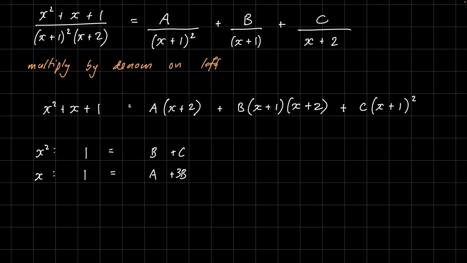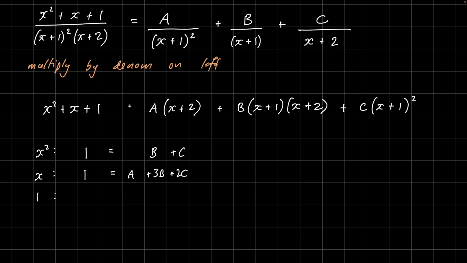Notice I've kept the A's and B's in a column, and then linear x terms, when I expand out this square here, there'll be 2x in it, and so there's going to be 2C as my coefficient of x. It should be A there, plus 3B, plus 2C, just keeping it nice and lined up. You'll see why in a second.